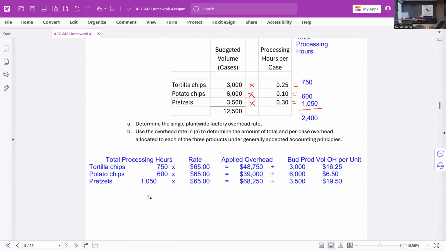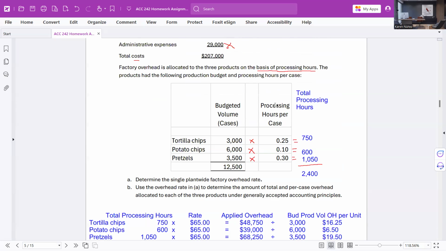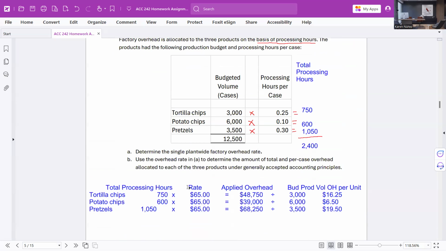It's right here. So the processing hours for tortilla chips is 750. 750 hours times our rate we determined here is $65. So 750 hours times $65 is $48,750 of overhead. And we are making 3,000 of those. So divide by 3,000, it's $16.25 per unit or per case. Same thing for potato chips. Take the hours times the rate. We apply the overhead, divide by volume. We've got overhead per unit. Same thing for pretzels. Take the hours times the rate, gives us the applied overhead, divide by volume. We've got the overhead per unit.